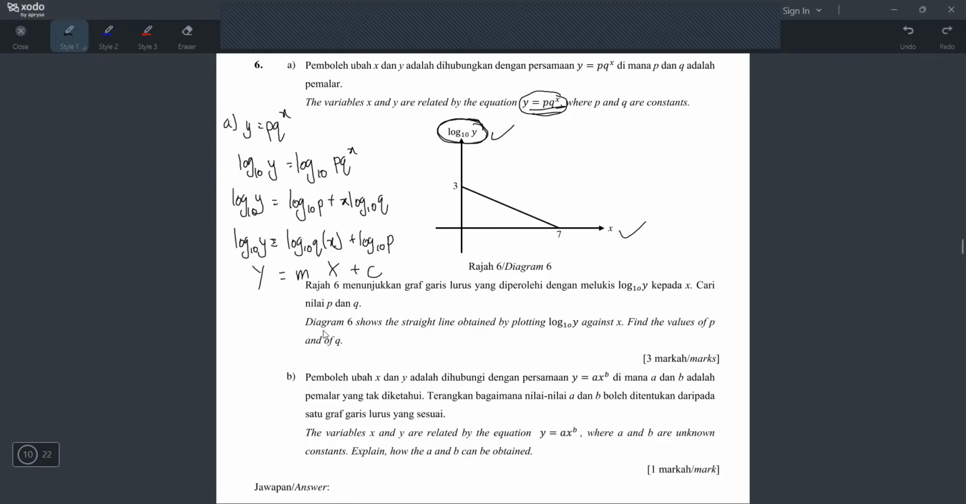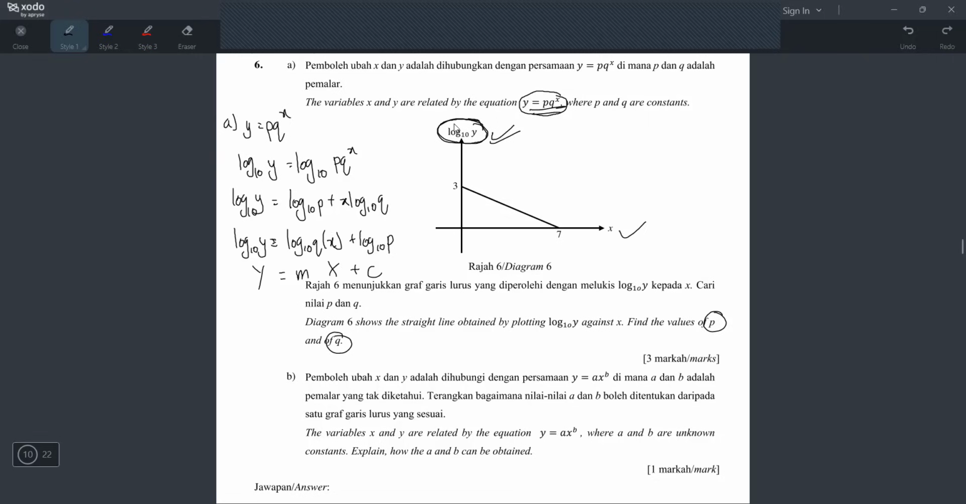Okay, now they give me a diagram. Now only I read the question. Diagram 6 shows the straight line obtained by plotting log y against x. Find the values of p and q. So can you see, if I don't do this, how can I find the p and q, right? I cannot find. That is why when doing linear law questions, when they give you an equation, it's always the same. The first step is always changing the equation to linear form first, right? So whenever you do linear law, when they give you an equation, just change to linear form. Okay. All right. How to change to linear form?